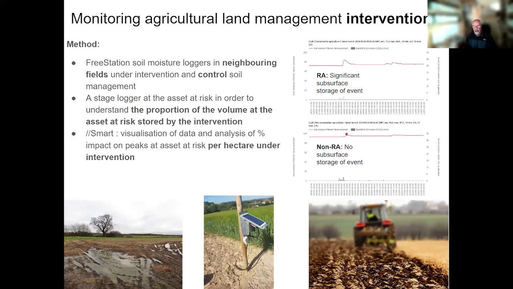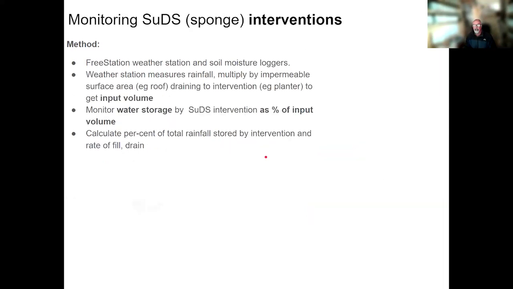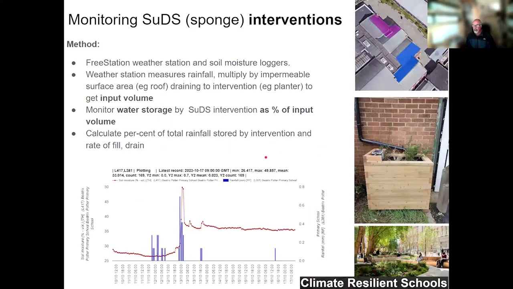Now, if we can work out how much extra storage we're getting and compare that again with the peaks at the asset at risk downstream, then we can understand what proportion of the flood peak is reduced by that intervention. And then finally, we may be talking about much smaller interventions that are also considered as natural flood management to some extent. So SUDS interventions like this one here.